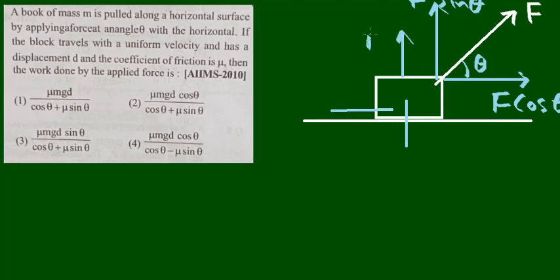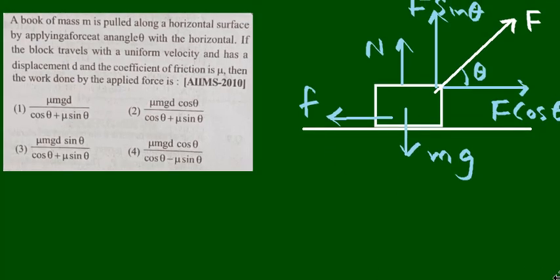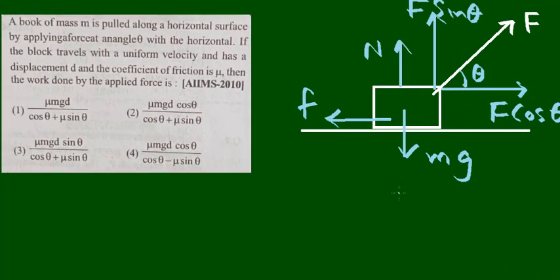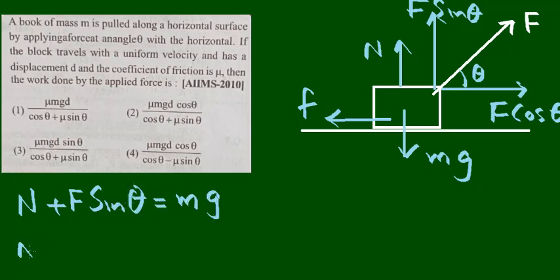This will be the normal reaction. Backward you have friction, downward you have mg. Since there is no motion in the vertical direction, vertical forces must be balanced. So we can write the upward force N plus F sin theta should be equal to the downward force mg. So that tells us that N is nothing but mg minus F sin theta.